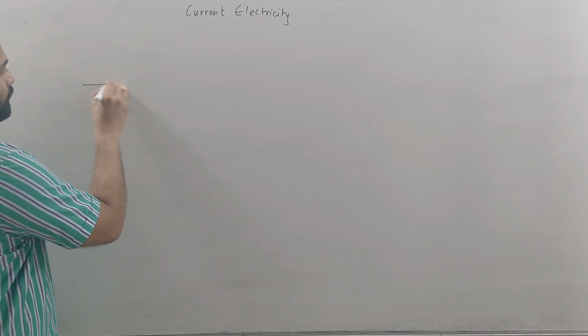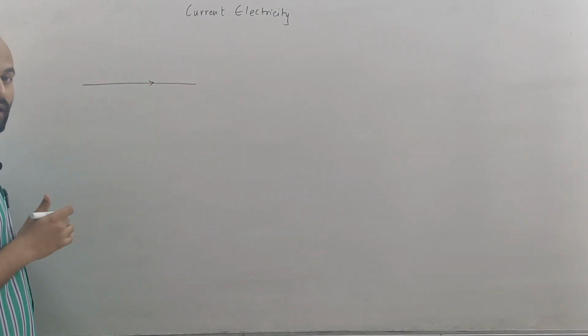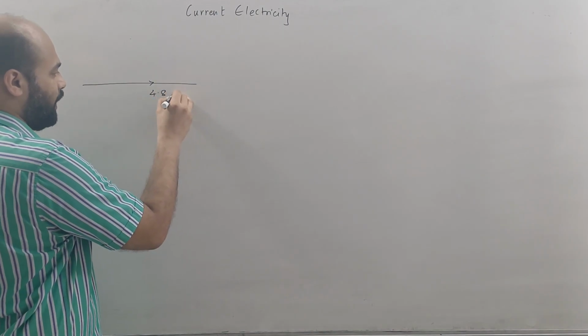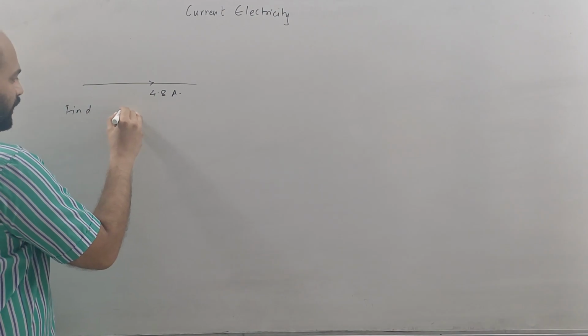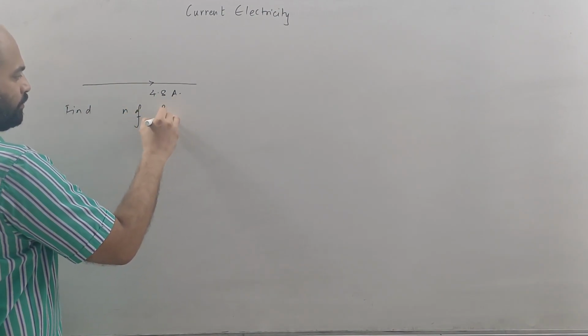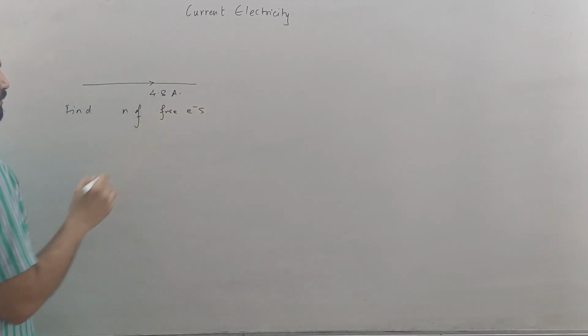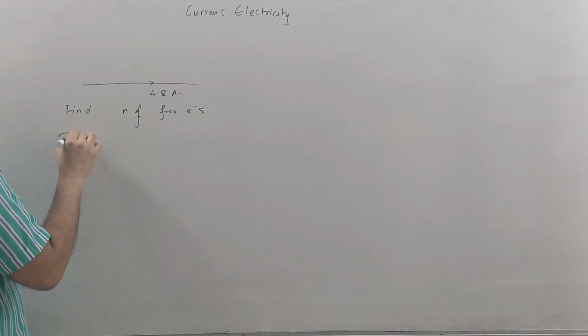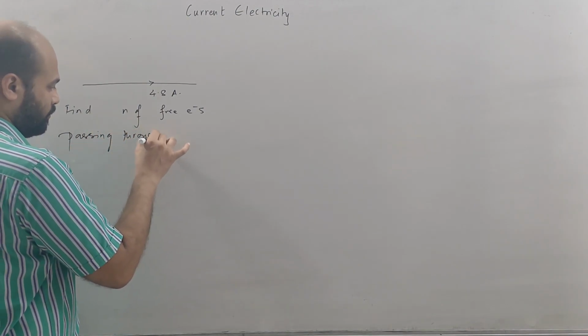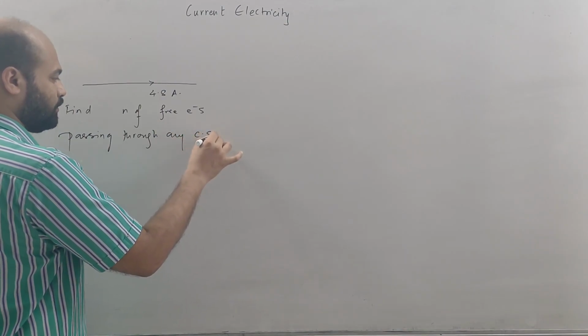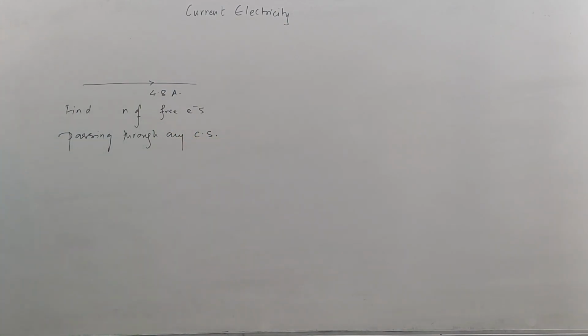The first question goes as follows. We have been given a wire and it's told to us that the current in this wire is 4.8 ampere. Alongside, what's been told to us is we have to find the number of free electrons passing through any cross section per unit time. That's what we have been asked.